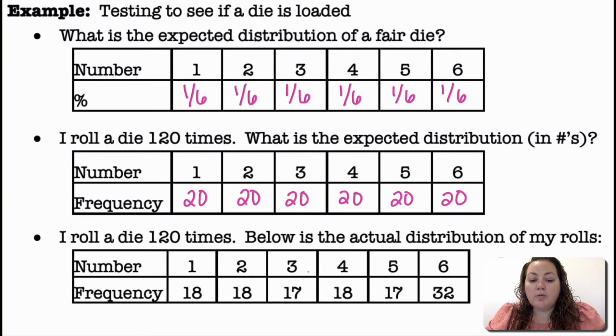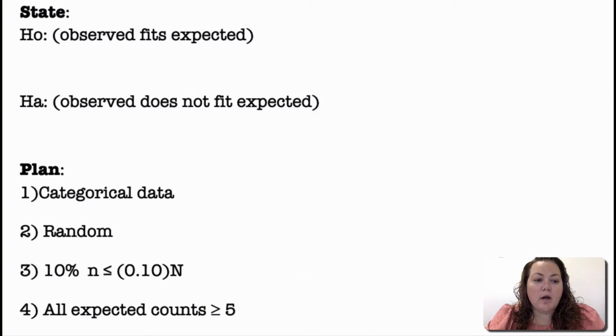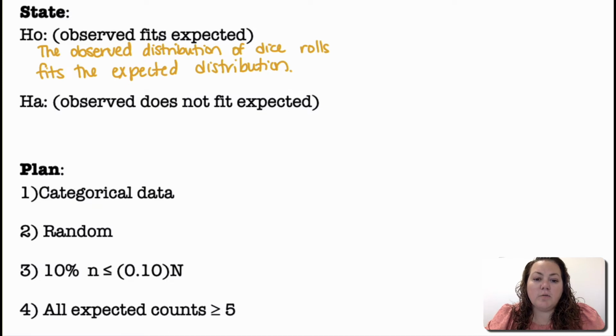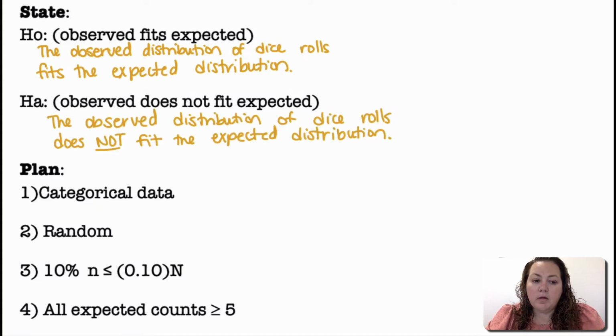I roll a die 120 times. Below is the actual distribution, so this is what was observed. The middle table is my expected. The bottom table is my observed. All right, state the observed fits expected. So the observed distribution of dice rolls fits the expected distribution. My alternative would be the observed distribution of dice rolls does not fit the expected distribution.